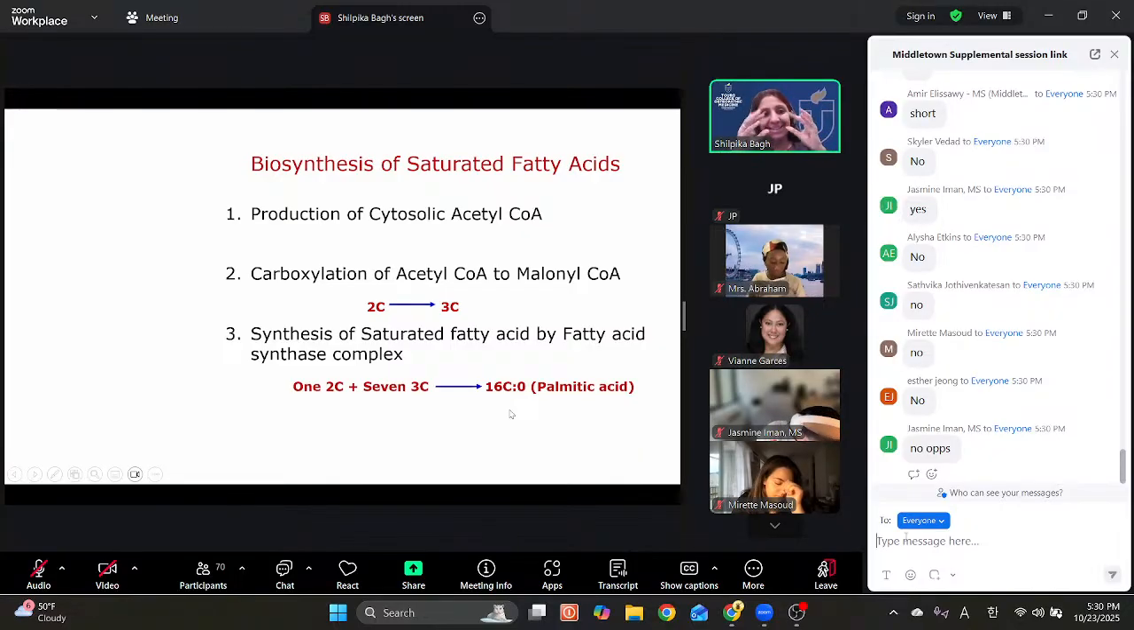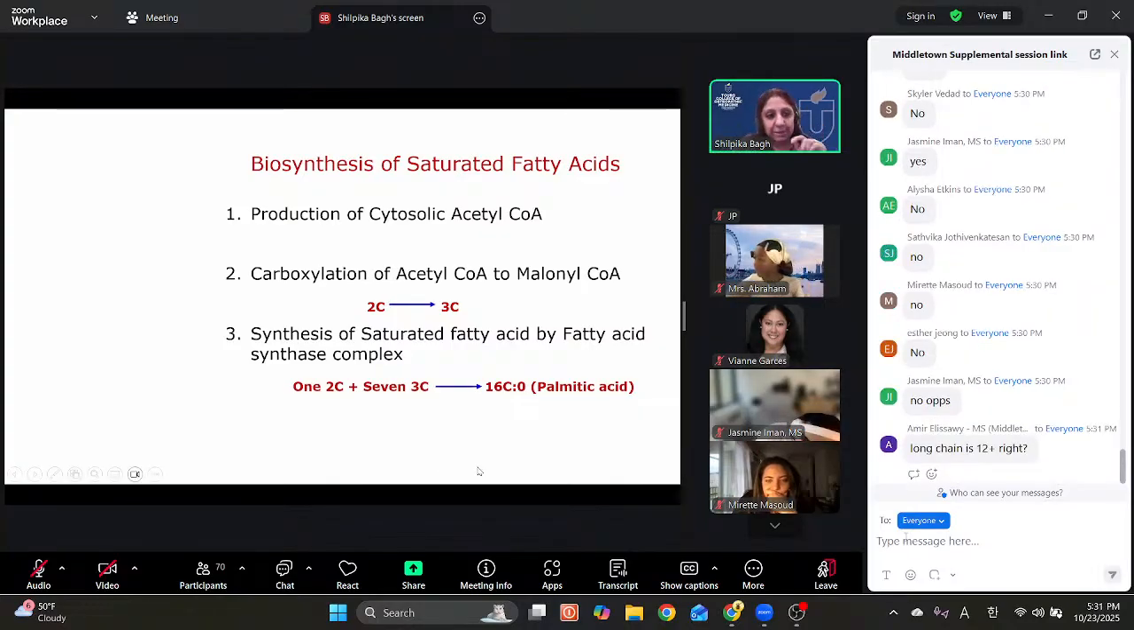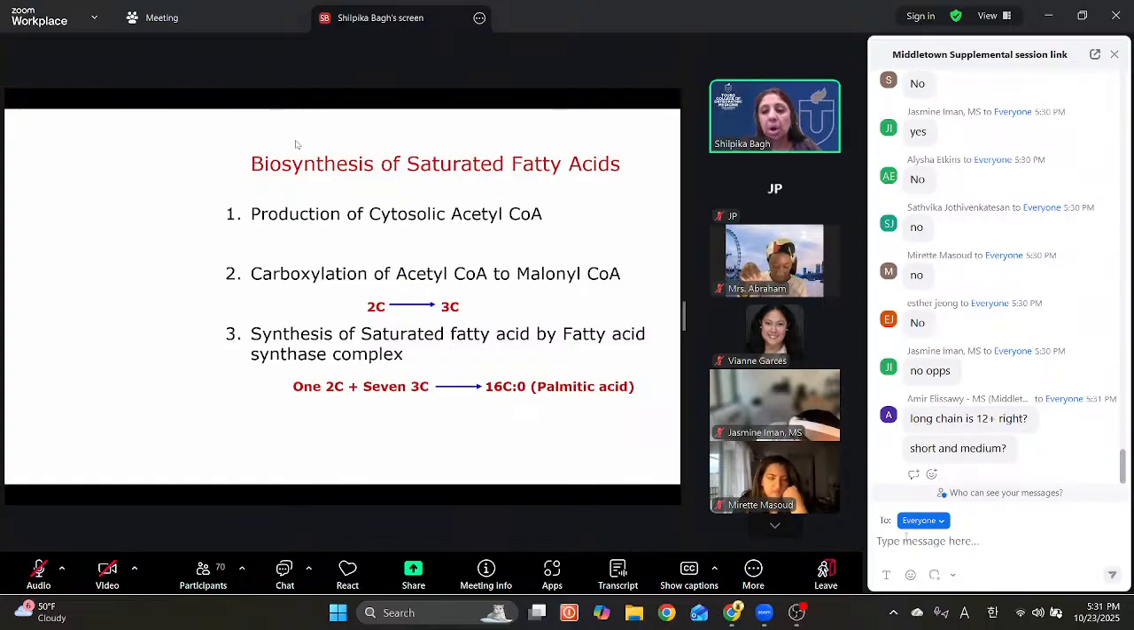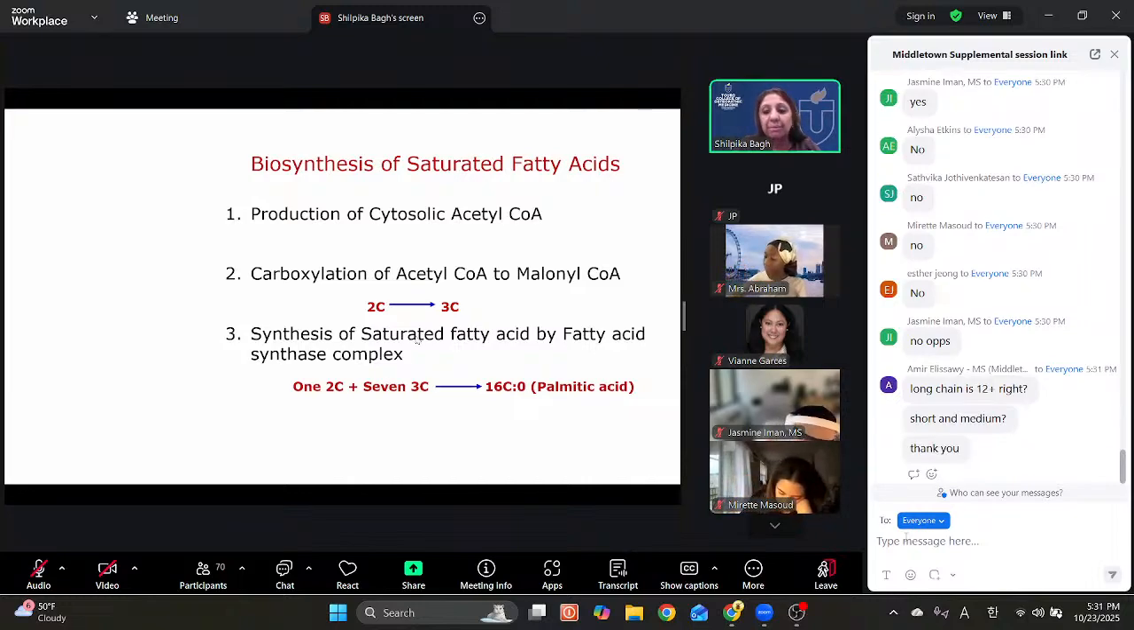First, understand the state, the compartmentalization, site, rate limiting enzyme, regulation. ACC is the rate limiting enzyme. Now, who will tell me, is FAS rate limiting? That fatty acid synthase complex which is required, is it rate limiting? Long chain is more than 12. Short and medium are less than 12 carbon.